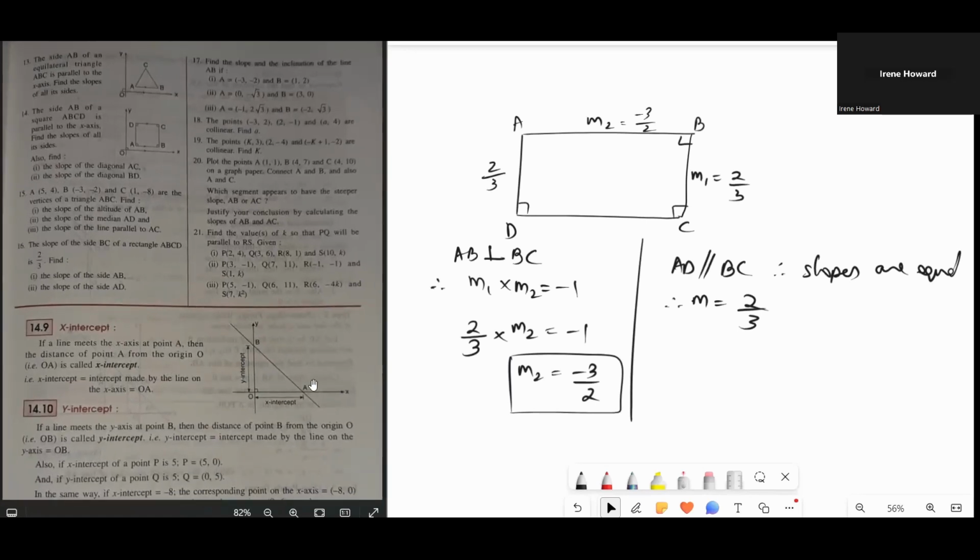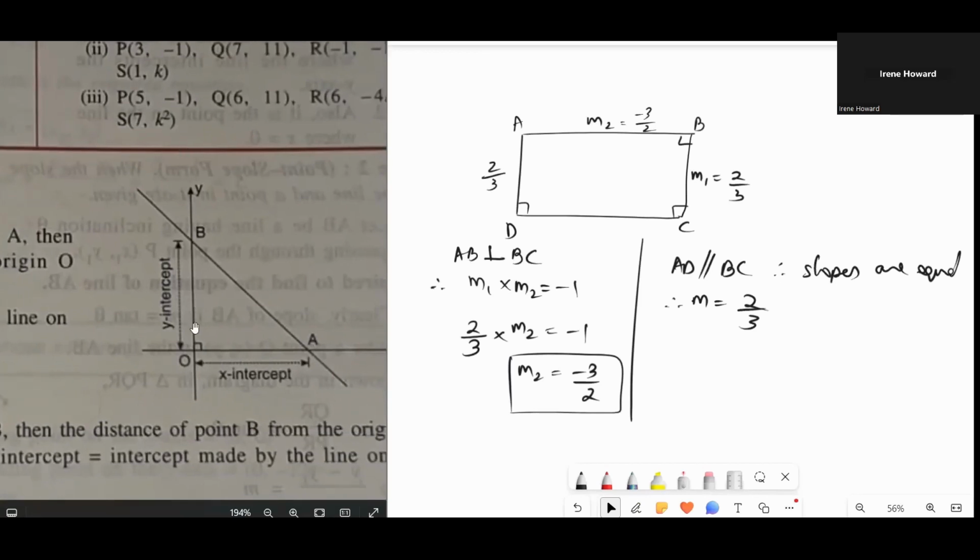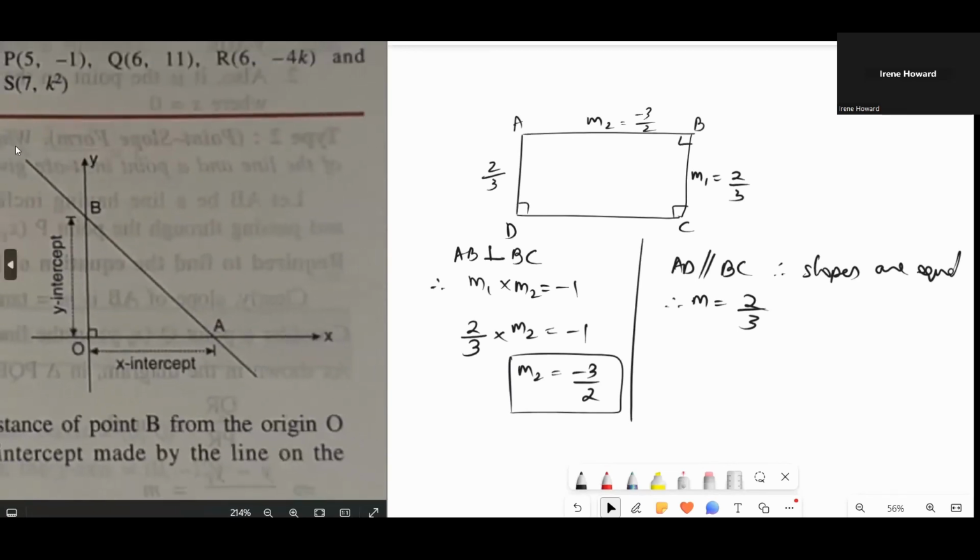Okay, the next topic. Look at this diagram over here. This is the x-axis and the y-axis, and this is a line that's drawn. When I'm teaching a new topic, listen, otherwise you won't understand. This line is cutting the x-axis at this point A, and it's cutting the y-axis at the point B.